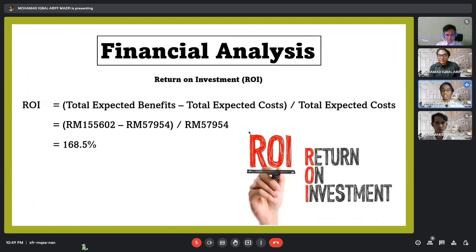Okay, the next is our return on investment. Our ROI is total expected benefits minus total expected cost divided by the total expected cost. So the total expected benefits, as we calculated earlier in the income statement, we have around 155,302 minus 57,954, divided by 57,954, which we gain about 168.5% of return on investment.